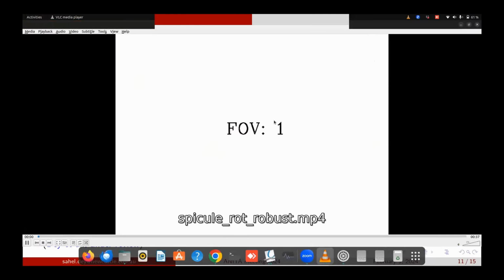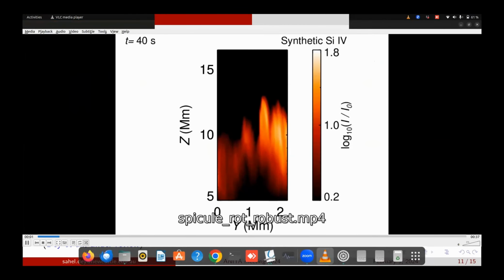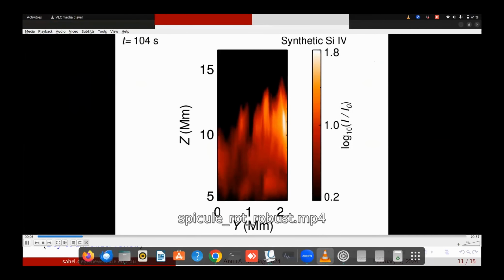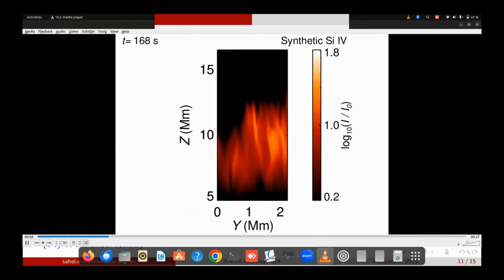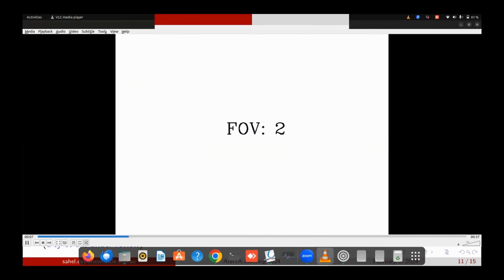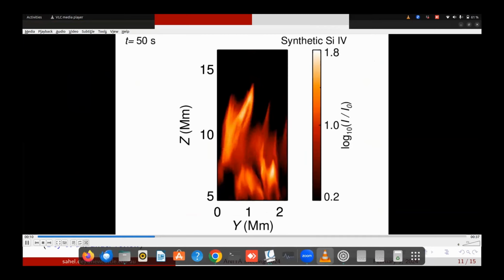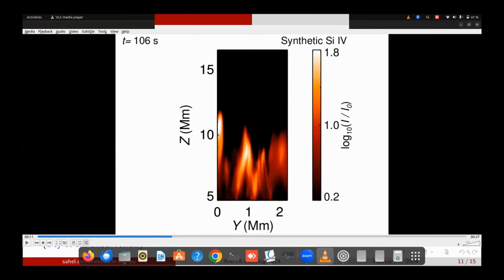So here I'm showing you different fields of view where we find this. In these different fields of view, we are getting the spinning motions of these jets, quite clear here, and we are trying to understand what is happening here.